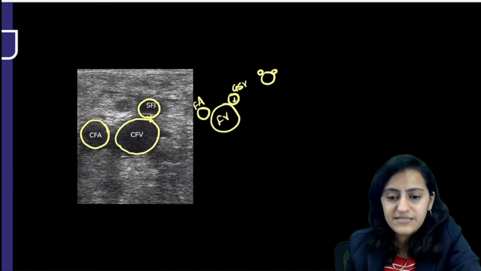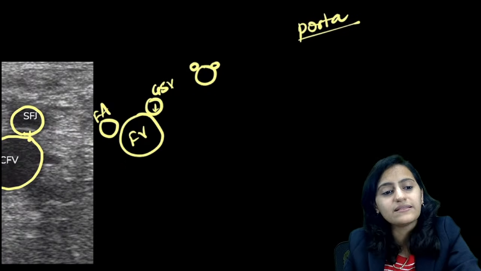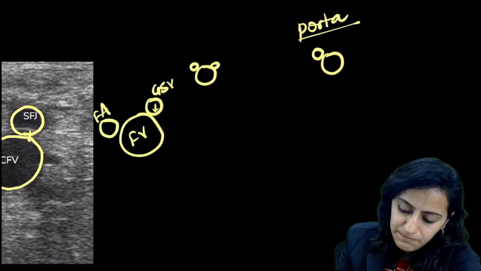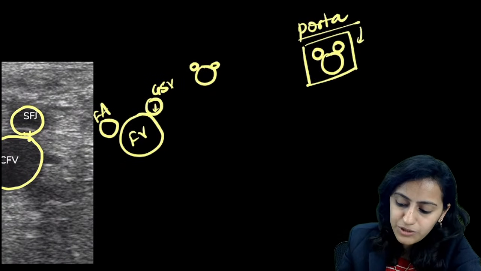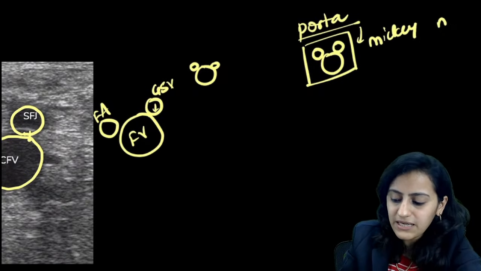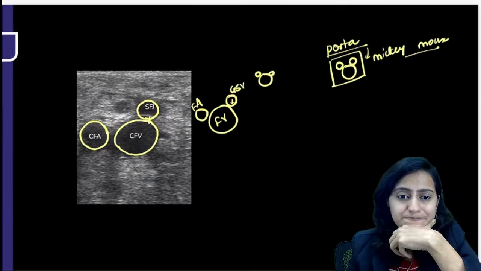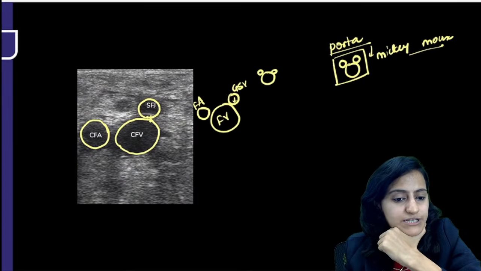Anywhere else we see the Mickey Mouse sign? Remember, the Mickey Mouse sign is also seen at the porta, where you have the portal vein, then you have the hepatic artery, and you have the CBD. So the three structures at the porta also show the Mickey Mouse sign. Okay, even at the porta, we see the Mickey Mouse sign. Okay. So just a previous year question, and that's why it is important to be known.